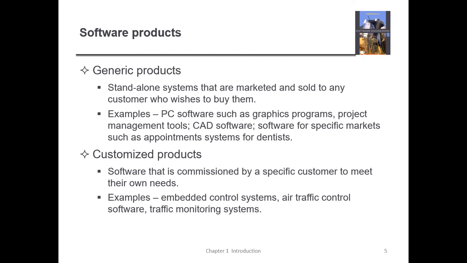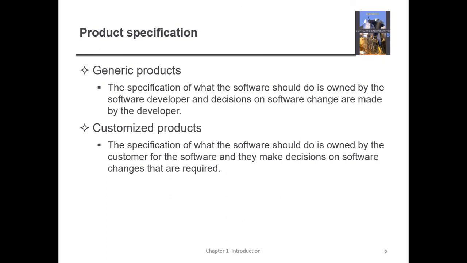So you need to sit down, talk to them, do the analysis of what they want, and come up with a product that does exactly that. So you are targeting a specific customer. So that's what we call a customized software product. So that's the difference between the two.